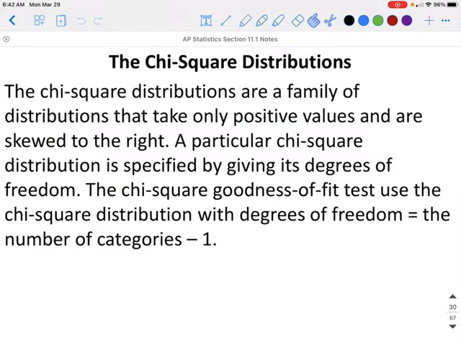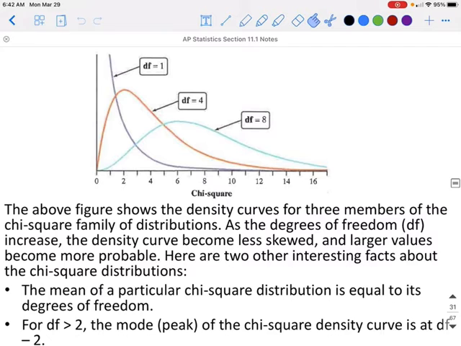The chi-square distributions are a family of distributions that take only positive values and are skewed to the right. A particular chi-square distribution is specified by giving its degrees of freedom. The chi-square goodness of fit test uses the chi-square distribution with degrees of freedom equal to the number of categories minus 1. The above figure shows the density curve of 3 members of the chi-square family of distributions. As the degrees of freedom increases, the density curve becomes less skewed, and larger values become more plausible.